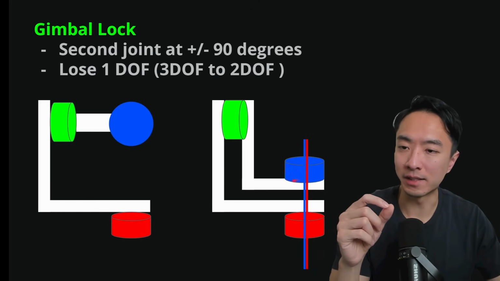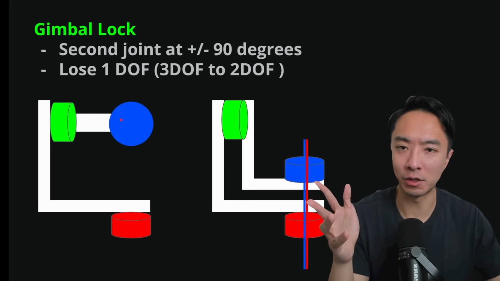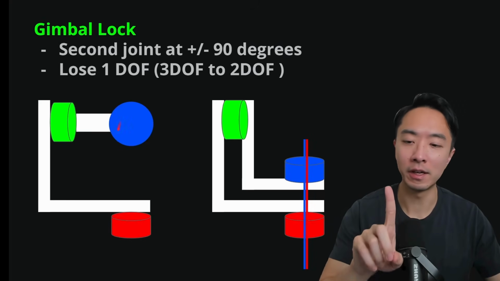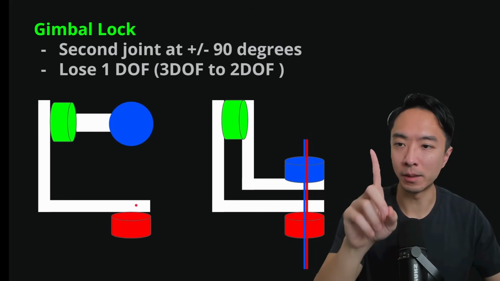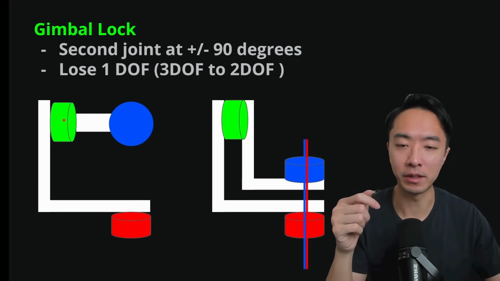So what this means exactly is you could see in the left image, the 3 axes are all perpendicular. So we have the red one pointing up, the green one pointing to the right, and the blue one in and out of the page, right?